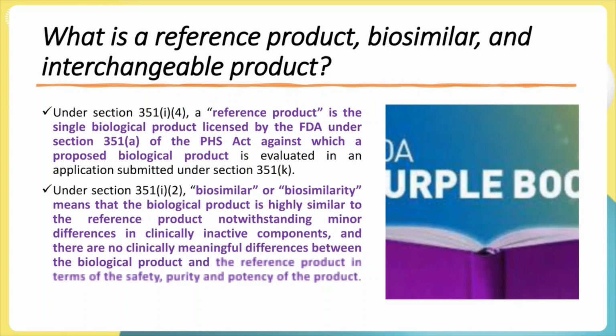So you can see the standard product is known as the reference product. Now what is a biosimilar? A biosimilar is another product which is highly similar to your reference product but may have certain variations in terms of inactive constituents, and there are no clinically meaningful differences between the biological product and the reference product. So a reference product is your standard product. A biosimilar is similar to your reference product but may have certain variations in terms of the inactive constituents.